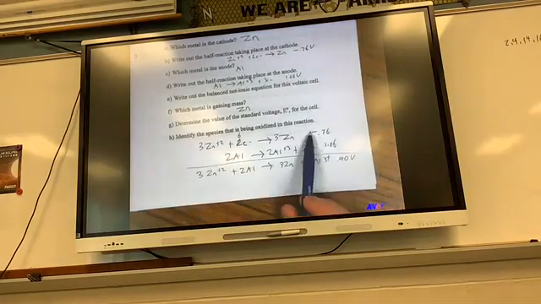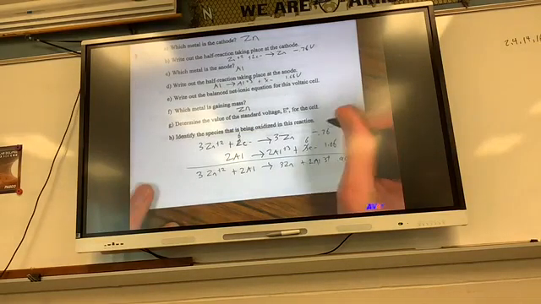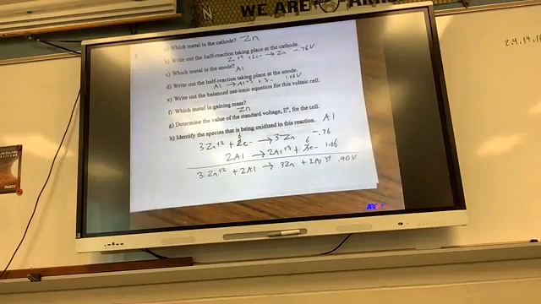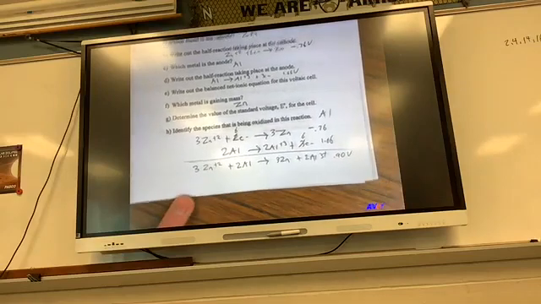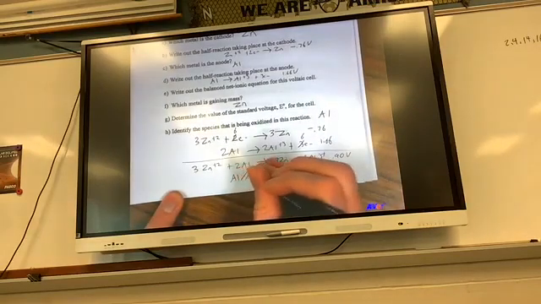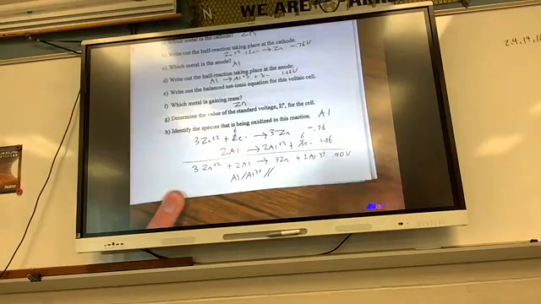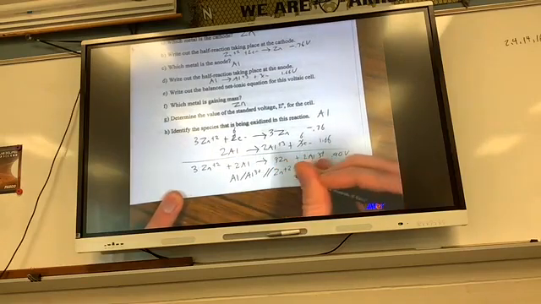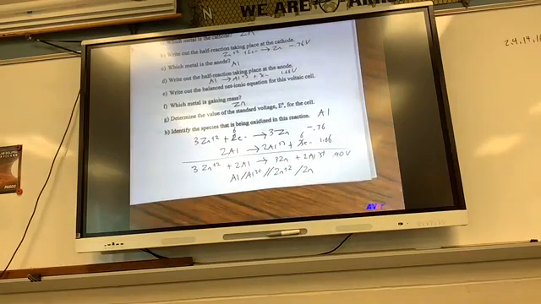Identify the species that's being oxidized. Aluminum. And let's write this short form just for fun. Okay, so it's a solid. It's going to be Al, slash, Al3+, double slash, and then Zn2+, slash, Zn. Nice work.